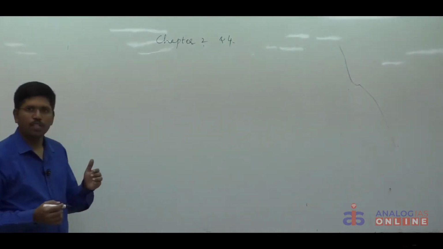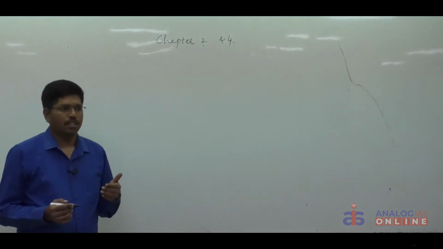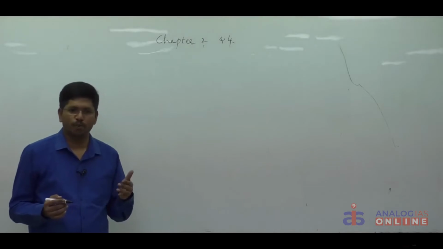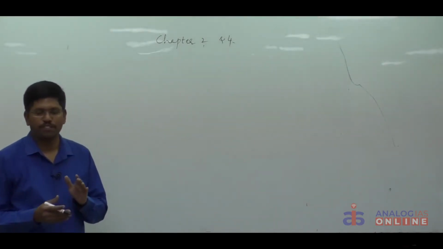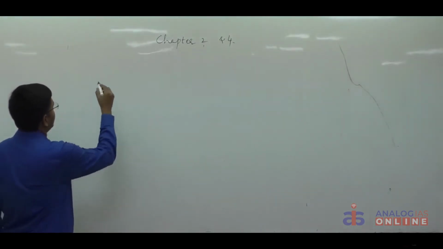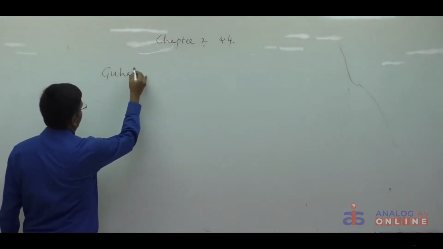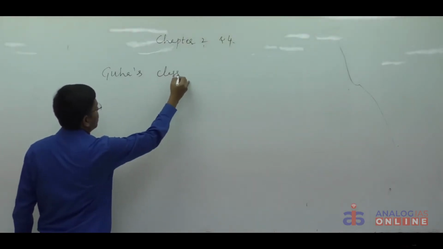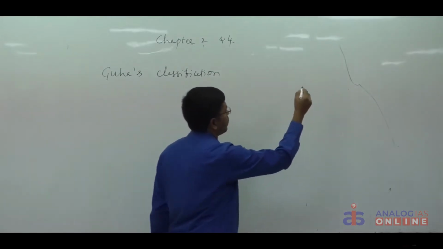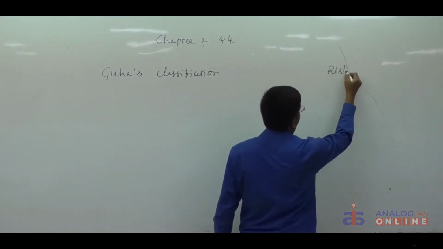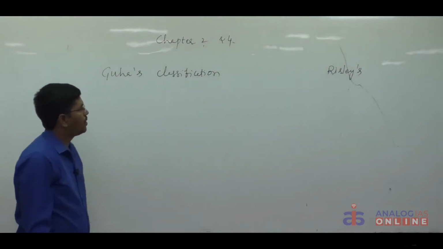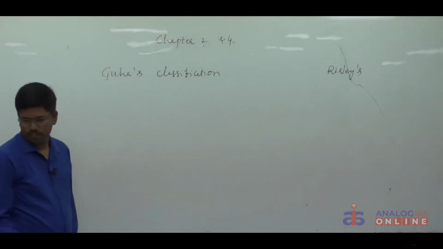With regard to the racial elements in India, we have difference of opinion among our anthropologists. That's why different anthropologists propose different classifications. Out of those classifications, Risley's classification and Guha's classification are important for your exam. Guha's classification and Risley's classification.